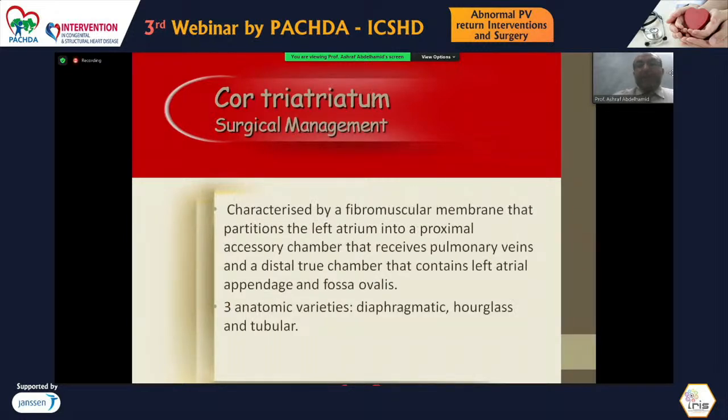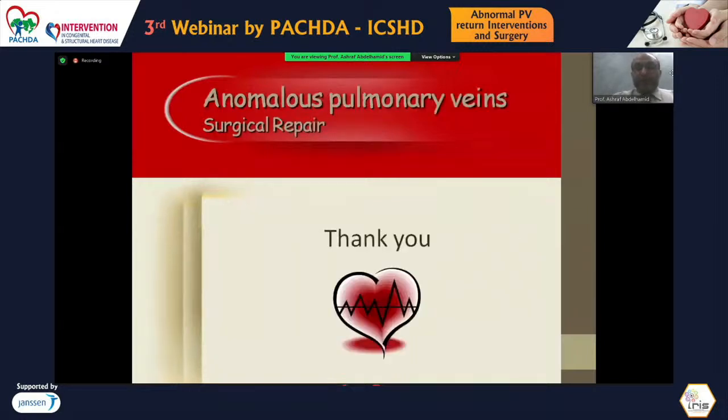It is characterized by the presence of a fibromuscular membrane that divides the left atrium into a proximal accessory chamber, which receives the pulmonary veins, and a distal chamber, which, as we said, is the left atrium proper that goes to the mitral valve. We have three anatomic variations: diaphragmatic, hourglass, or tubular. In all of them, we go for surgical management by resection of this fibromuscular membrane.